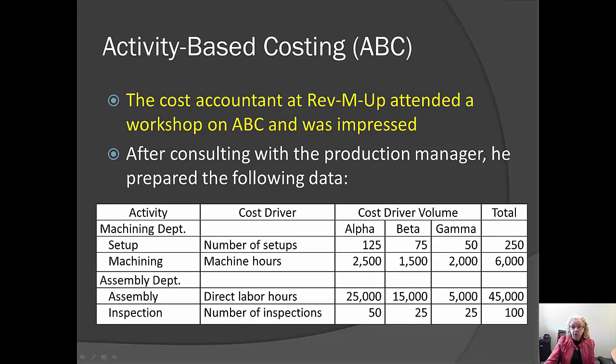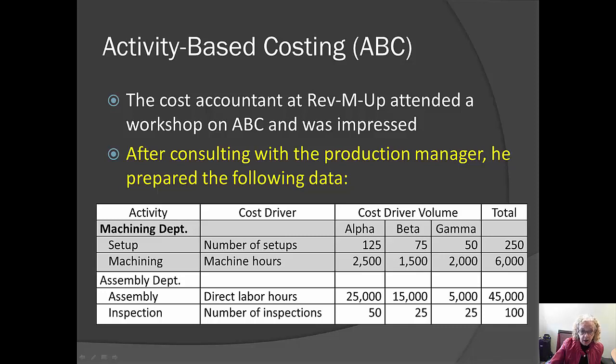So, if you remember in the previous section, we were looking at Rev-Em-Up, and we said that the cost accountant was considering other methods besides a single plant-wide rate for allocating the firm's manufacturing overhead. Well, now the accountant has gone to a workshop on activity-based costing, and as a result, he took a look at the firm's production and decided to see whether a switch to activity-based costing might be beneficial. So let's see what he found.